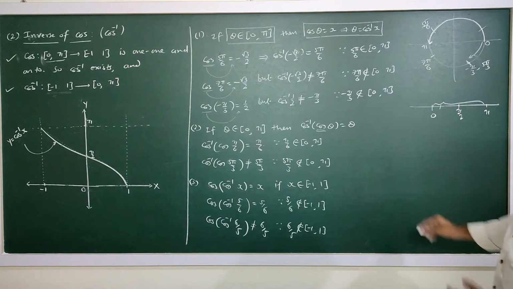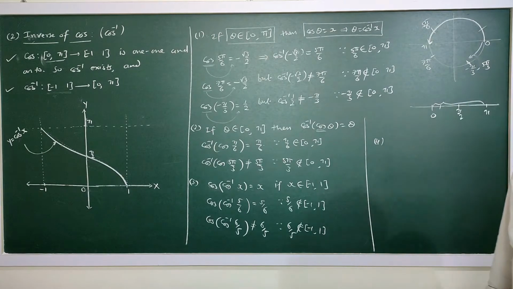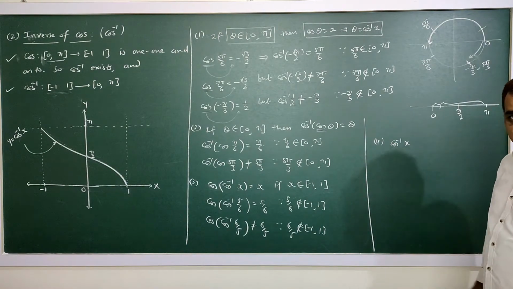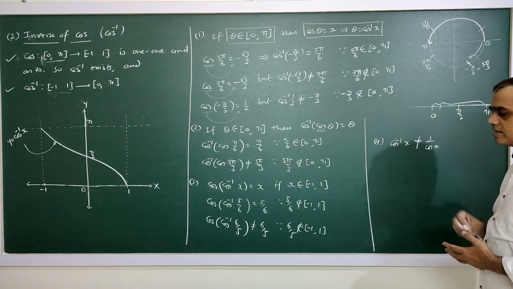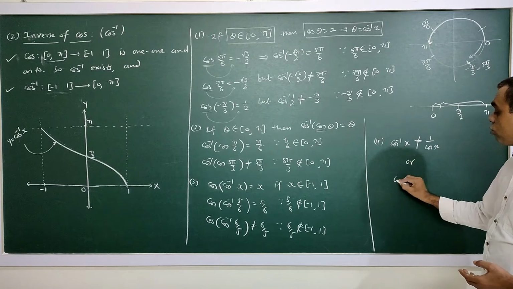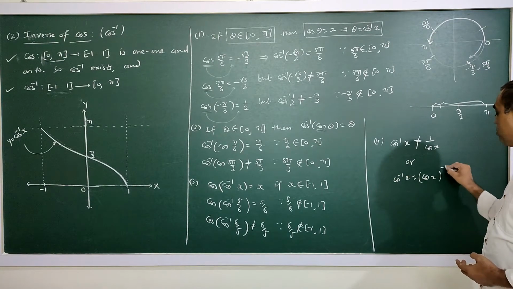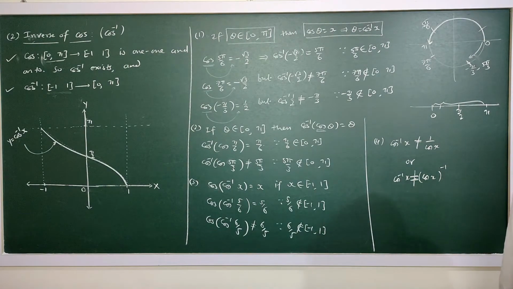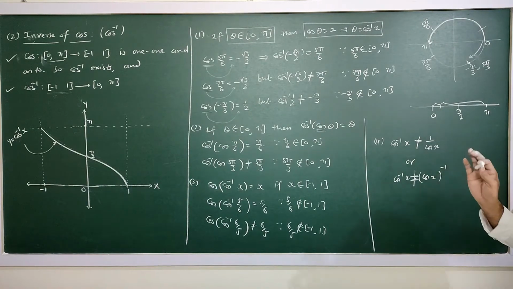That is third property. Fourth property is cos inverse x. It does not mean 1 upon cos x. It is not sec x. Or cos inverse x, it is not cos x raised to minus 1. Not equal. So this was about cos inverse.